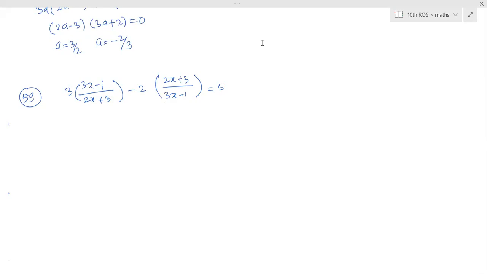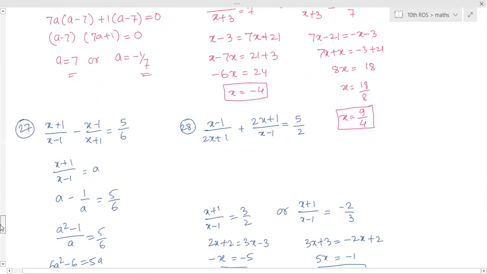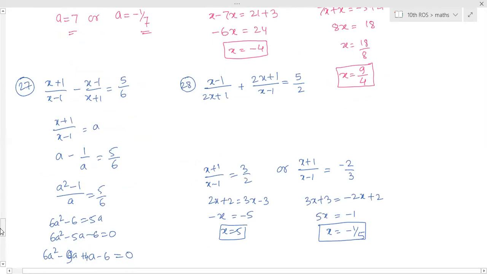Everyone got the same answer? Values of A are 2 and 1 by 2. Yes, ma'am. So that means x minus 1 by 2x plus 1 is equal to 1 by 2. So 2x minus 2 is equal to 2x plus 1. So this 2x and this 2x cancel. So how will you get 1?